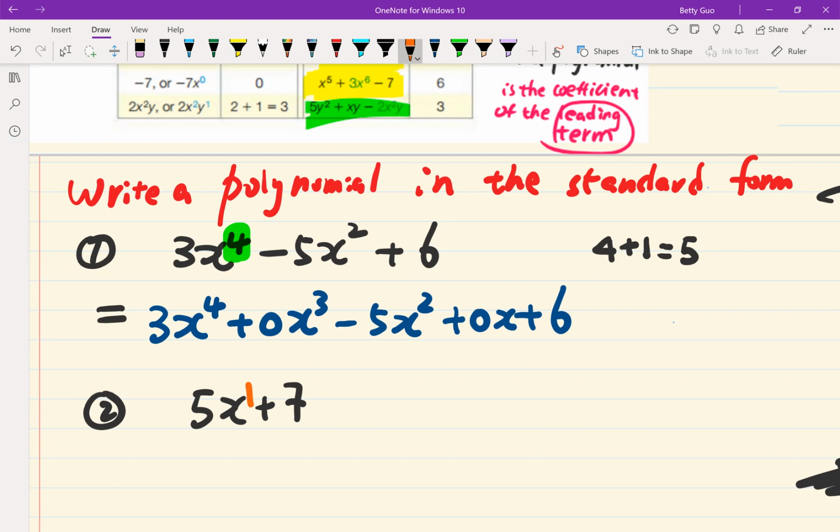Okay, what's the degree of the polynomial? The degree of the polynomial is the degree of the leading term. So what's the degree of the polynomial? 1. Okay, what is 1 plus 1? 2. Do we have 2 terms already? Yes, and our 2 terms are sorted in descending order of the degree. Degree 1, degree 0. So that means this is already in standard form. Am I clear? Sammy, any questions?